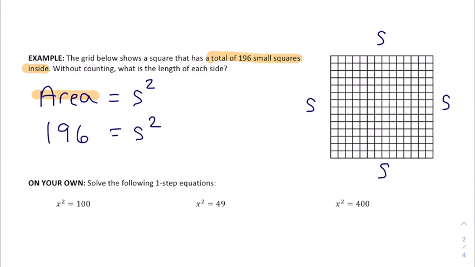And then if you remember from the very beginning when we were talking about opposites, the opposite of a squared term is square root. So we're going to take the square root of both sides, and when we do, we have s on the right-hand side, and the square root of 196 is 14. So that means there are 14 squares on each side. And we can come over here and count. We have 1, 2, 3, 4, 5, 6, 7, 8, 9, 10, 11, 12, 13, 14. So we're correct. All right, I want you to try these last 3 on your own.